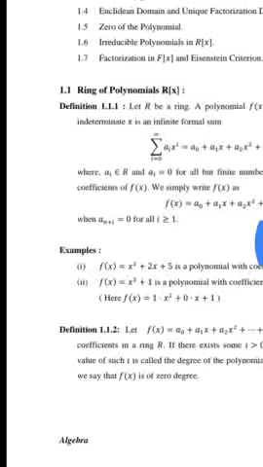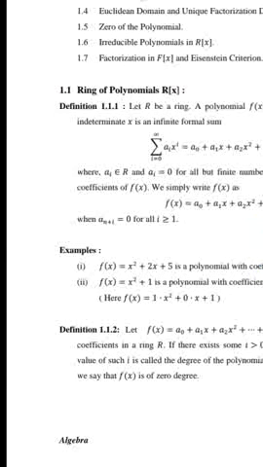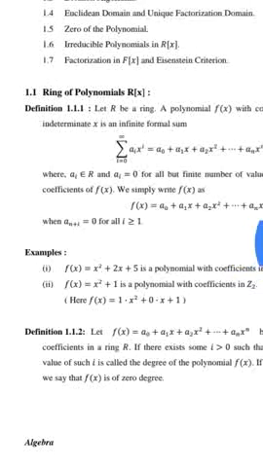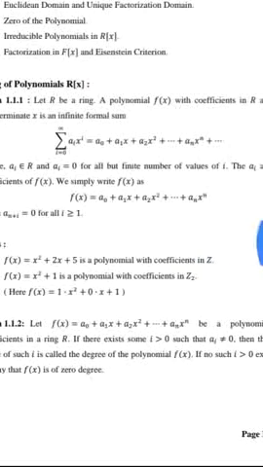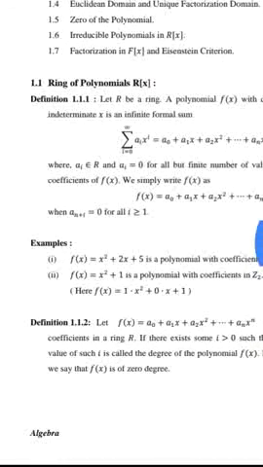Then the a_i are called coefficients of f(x). We simply write f(x) equal to a0 plus a1x plus a2x² plus ... plus an x^n, where a_(n+i) is equal to 0 for all i greater than or equal to 1.